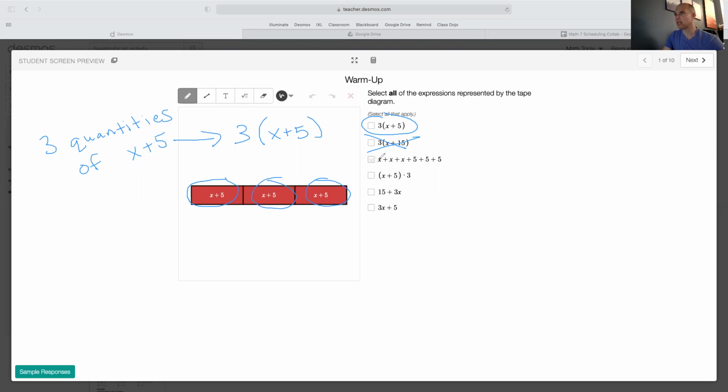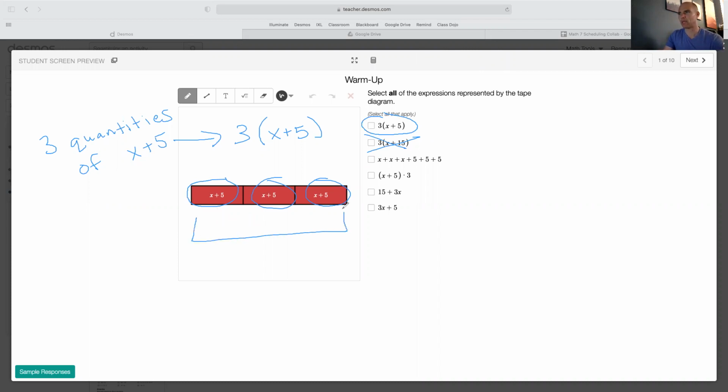Let's see here. Here we got x plus x plus x, so 3 x's, that's good. And plus 5, oops, I didn't mean to make that line. And then plus 5 plus 5 plus 5. So you got 3 x's and 3 5s. That's the same thing I have in the tape diagram. It's broken up differently, right?